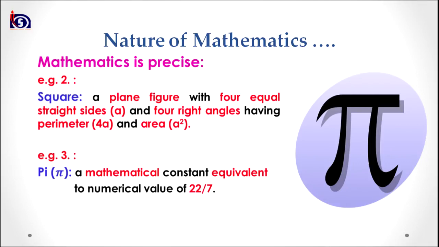Look at example 3 on your screen, where I have defined pi. Pi is a mathematical constant which has an equivalent numerical value of 22/7. It gives a clear and exact definition of what pi is.